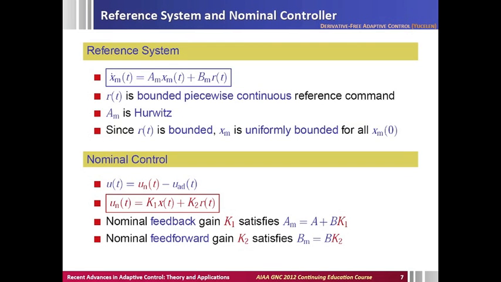So here again, I will stick with the same reference system. Reference command A_m is Hurwitz because we want our reference system to be stable. And here, since r is bounded, the reference command, we can say x_m is uniformly bounded for all initial conditions. So again, I will stick with the same nominal controller, the feedback part and the feed-forward part. Here I don't use the minus sign, so that's why we have a plus here. If you put a minus here, then it becomes minus. So I just wanted to mention this notation.